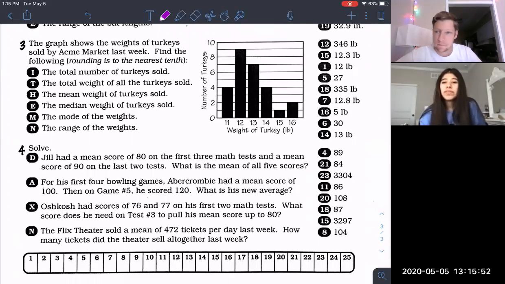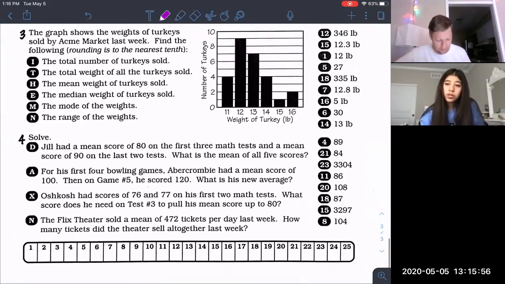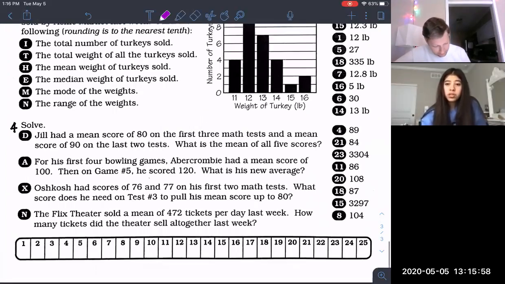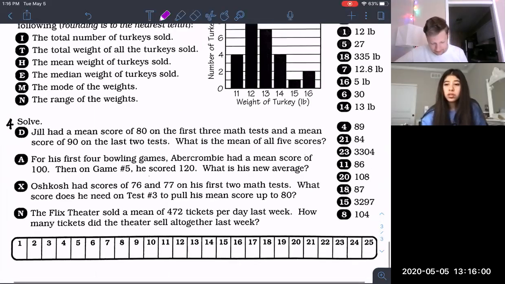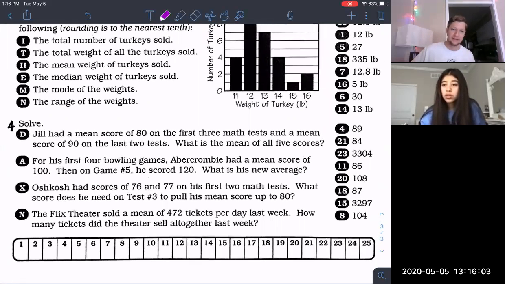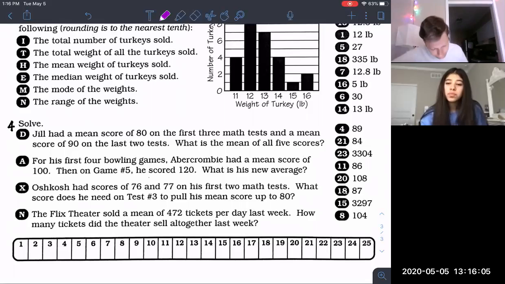I was mainly confused on like 4. Oh yeah, 4. These are tough. Okay, and that's really why I wanted people to come to the Zoom session. I thought maybe they would get a little help with these. So okay, basically you have to write an equation for number 4.